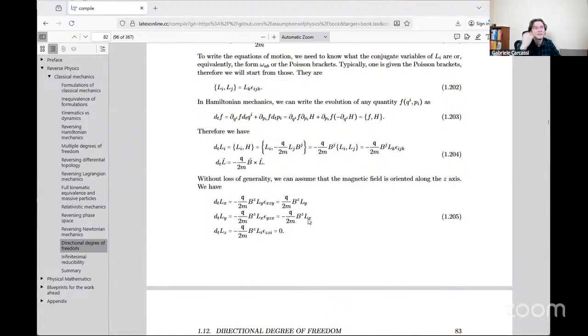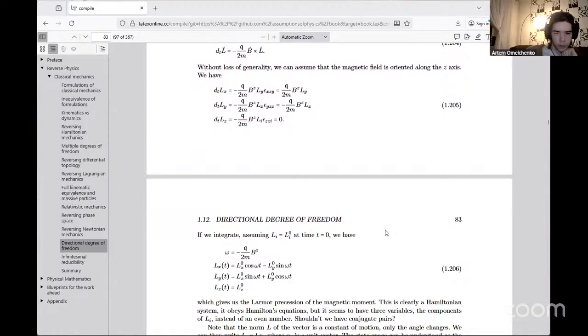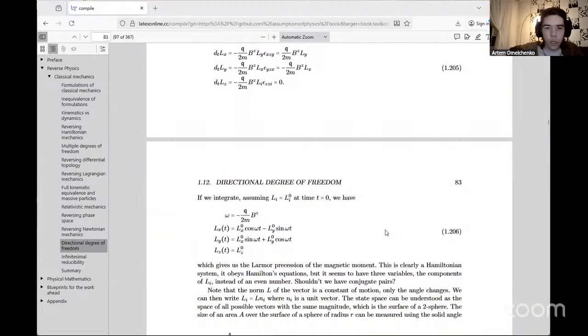So the idea is that this is going to oscillate. You have two variables that are coupled with each other, one proportional and one negatively proportional. If we integrate, assuming Li equals some Li naught at time t0, we get that oscillation. The precession, which gives us the Larmor precession of the magnetic moment.